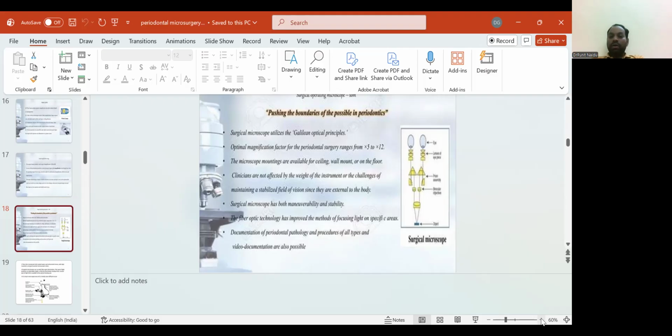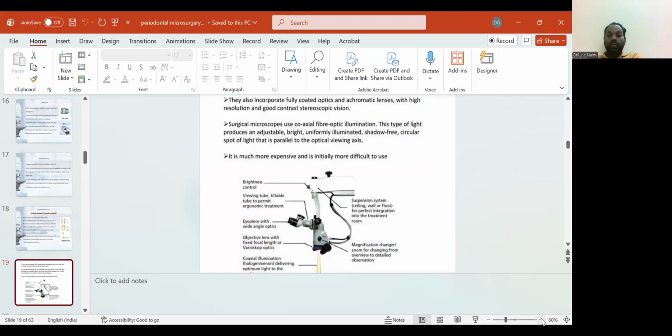In periodontal loops, the principle followed was the Capillarian principle. In the surgical microscope, it's the Galilean principle. Now, before we go into the detail of the surgical microscope, first we need to know the components of the surgical microscope. The surgical microscope uses coaxial fiber optic illumination.